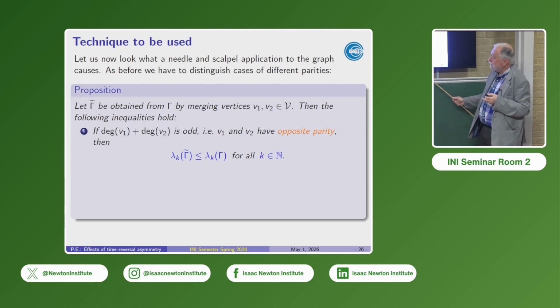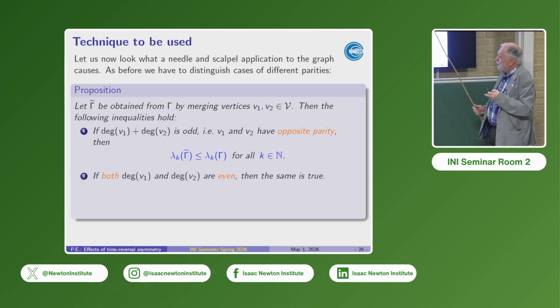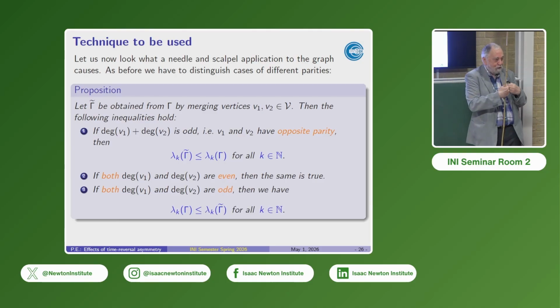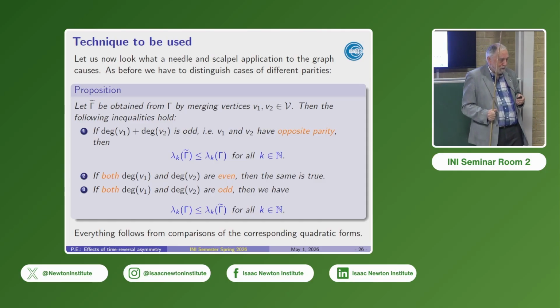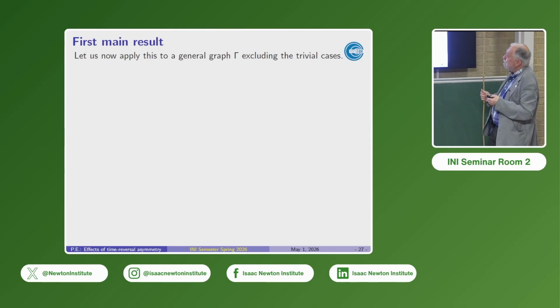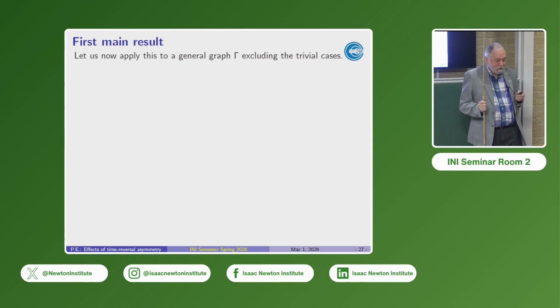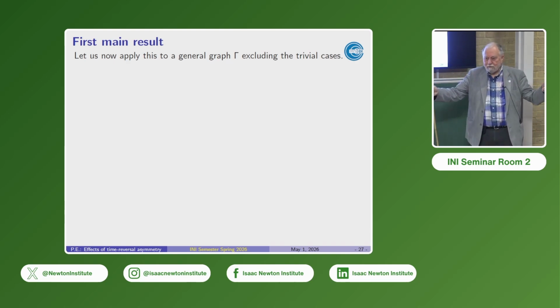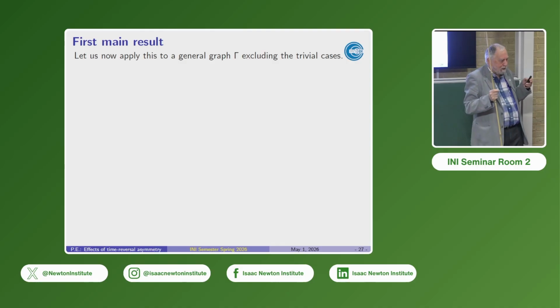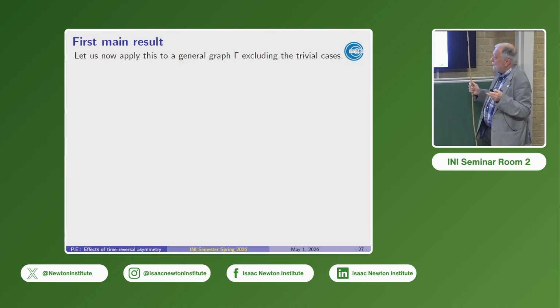The merging of the vertex pushes the eigenvalue down. If I merge two even degree vertices, I get the same. But if I merge two odd degree vertices, I have the opposite inequality. Okay, so now we arrive at our first main result, which says: I take again a finite graph, and of course I will not consider trivial cases, an interval or a loop. I need that there is at least one vertex of degree at least 3.